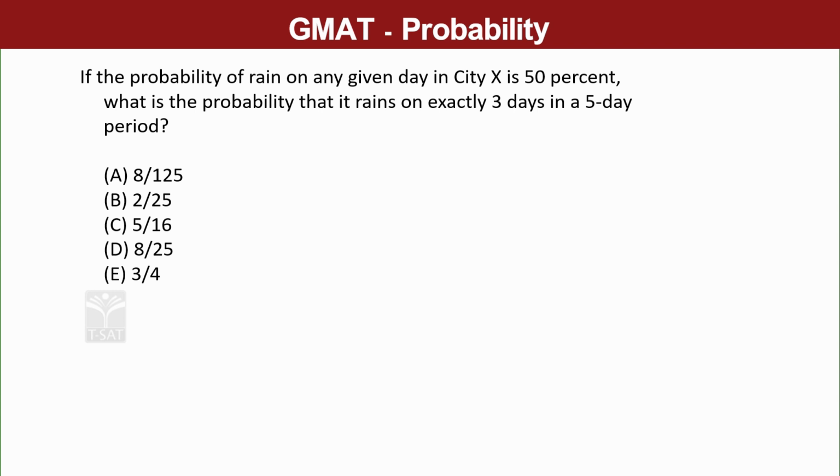If the probability of rain on any given day in city X is 50%, what is the probability that it rains on exactly 3 days in a 5-day period? Probability of rain is half, and that's why the probability of no rain on any given day will also be half. Now they are asking the probability that it rains on exactly 3 days in a 5-day period.